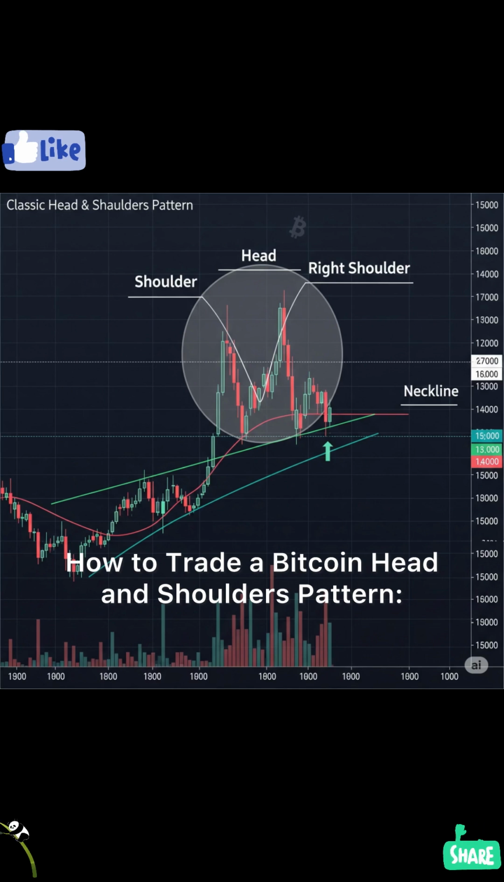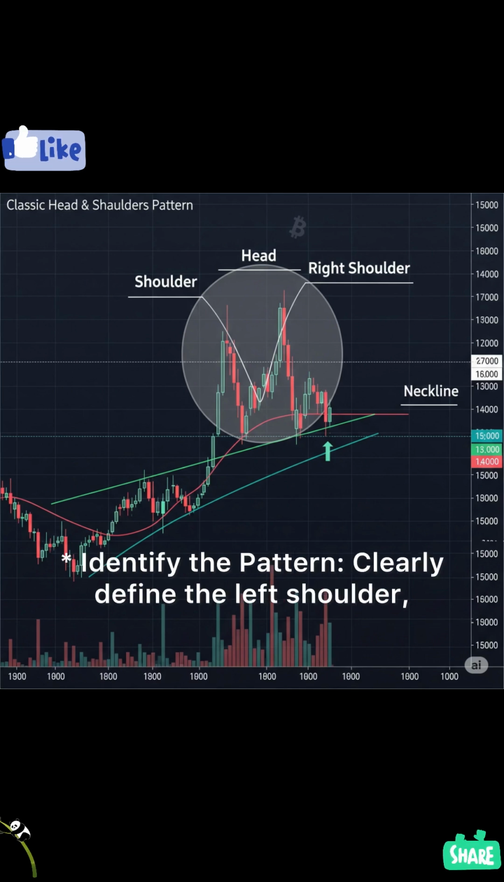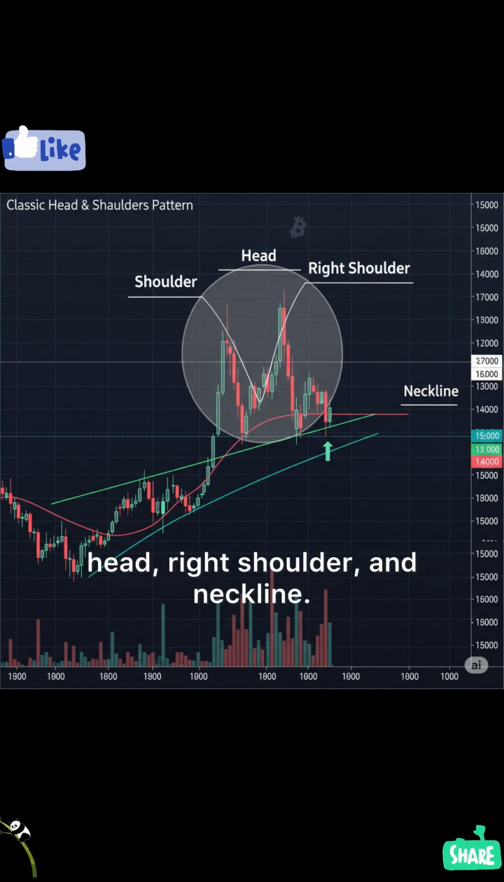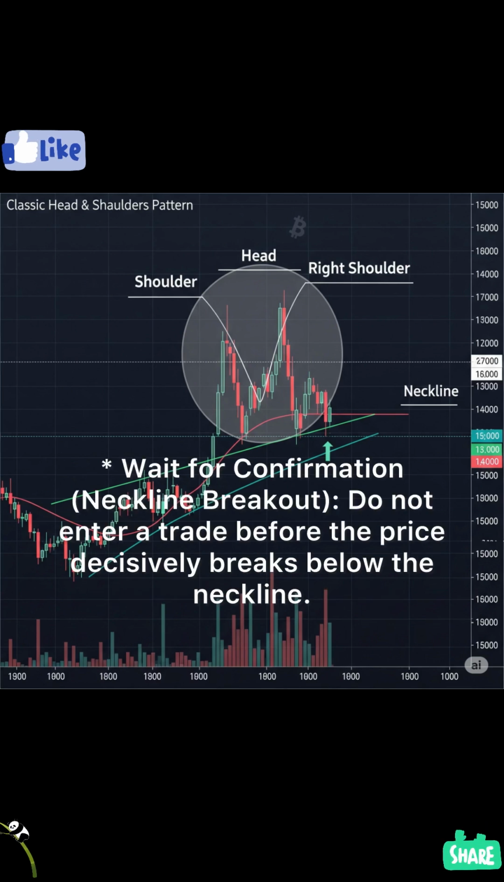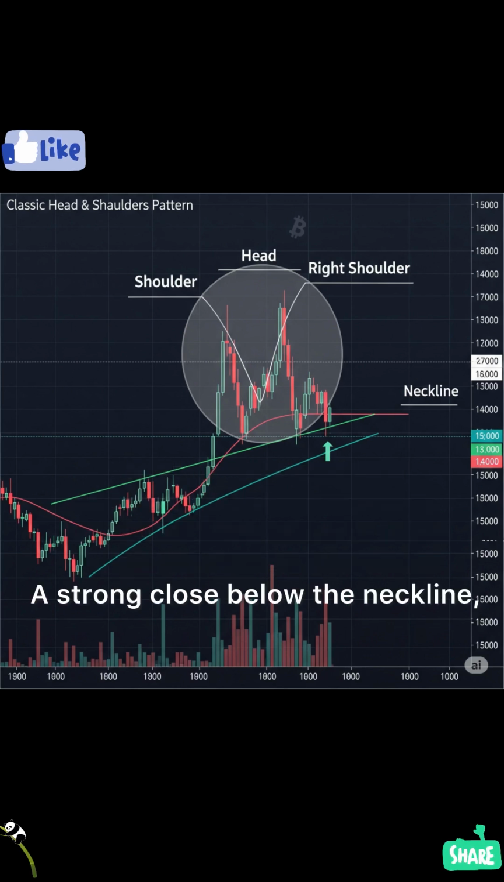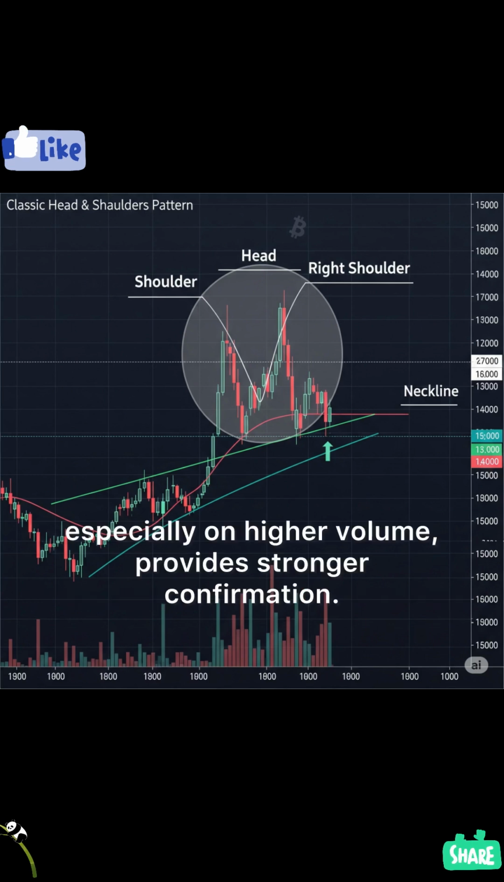How to trade a Bitcoin head and shoulders pattern. Identify the pattern: clearly define the left shoulder, head, right shoulder, and neckline. Wait for confirmation, neckline breakout. Do not enter a trade before the price decisively breaks below the neckline. A strong close below the neckline, especially on higher volume, provides stronger confirmation.